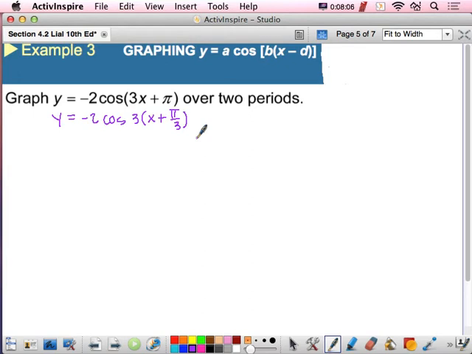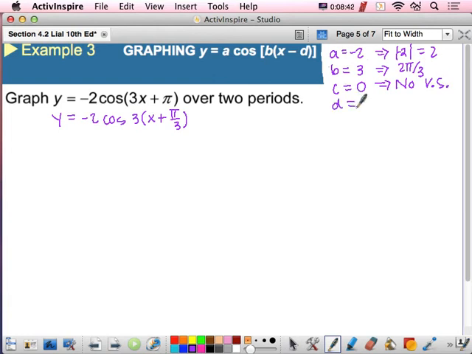All right, let's go off to the side over here, and let's identify A, B, C, D. In this case, A is negative 2. What does that make the amplitude? 2. B is 3. That's not going to be pretty because that makes our period what? 2 pi over 3. And that's always my least favorite when it becomes something over 3 or 6. C is still 0, so we have no vertical shift. We are going to do one soon, but they're the easy ones. And D is positive or negative pi over 3? Negative. It's the opposite. So negative pi over 3.